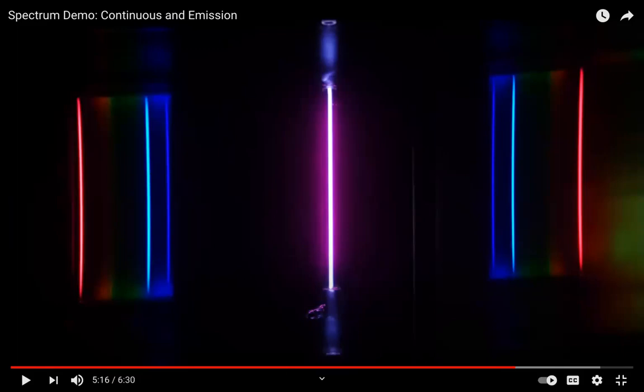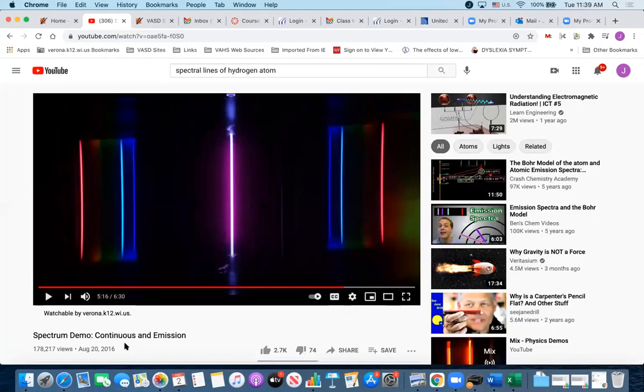Okay. So what's causing these bright lines? What causes the continuous spectra? What causes these bright line spectra? I'm going to switch back over to the iPad.